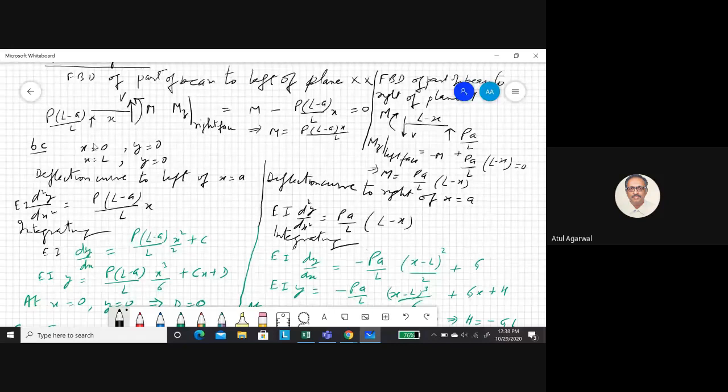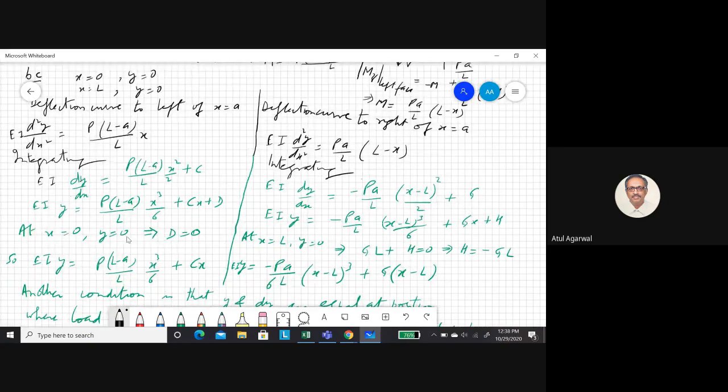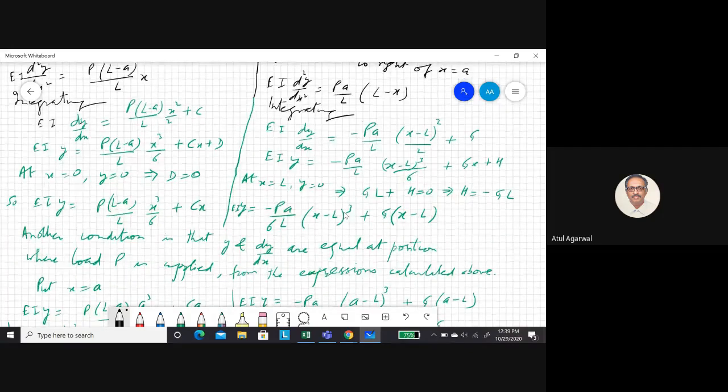So you know the boundary conditions. The deflection curve to the left of x equal to A, these are your deflection curve equations to integrate. At x equal to 0, y is equal to 0, so D is equal to 0. Similarly here, at x equal to L, y is equal to 0. You are integrating it, and you get some values of the constants. So this is the deflection curve to the right of the load and to the left of the load.